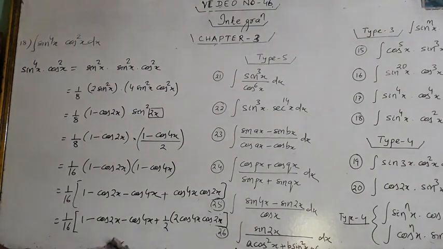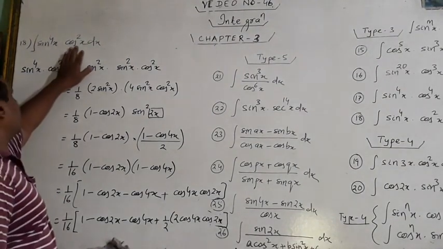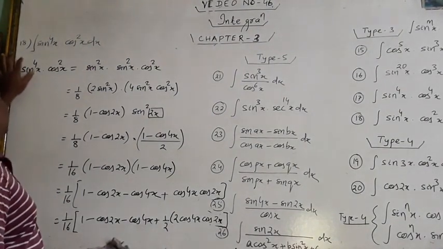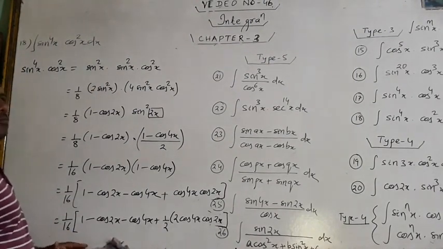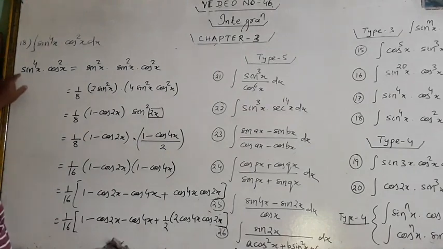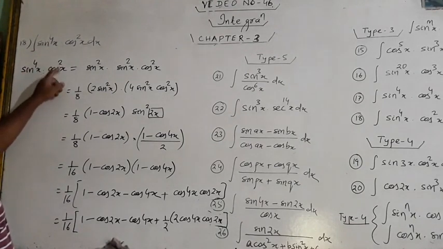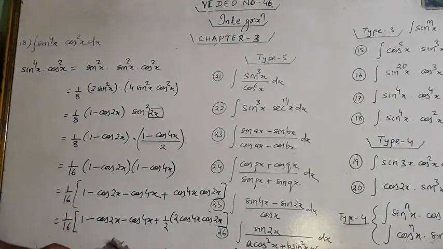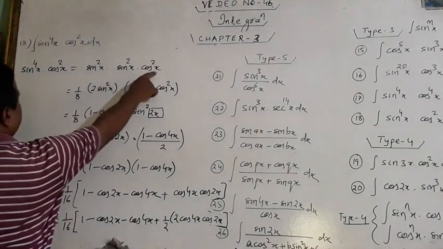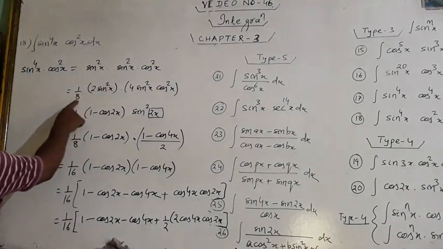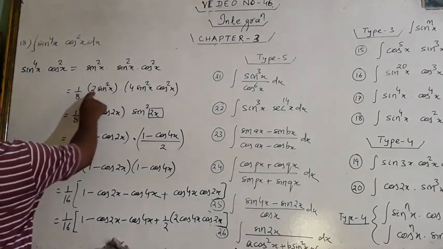Now look at problem number 18. Here both powers are even. Don't write integration and dx every time, it will take more of your time. So first write sine power 4 cos square x. It is even, so my intention is to convert this even power to angle form. It is sine square x into cos square x. Multiply 1 by 8, and multiply here 2, here 4.